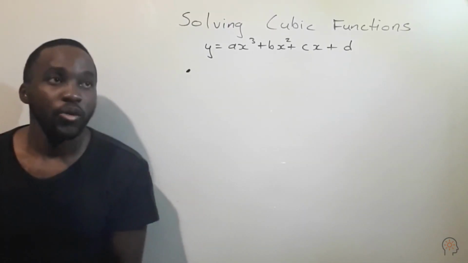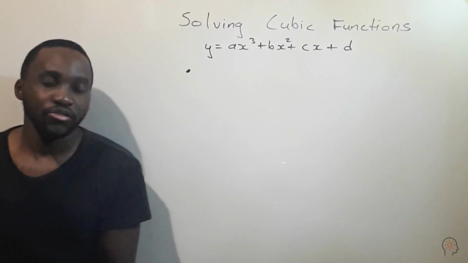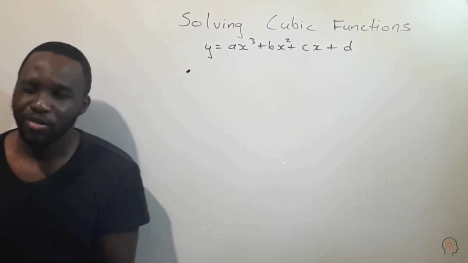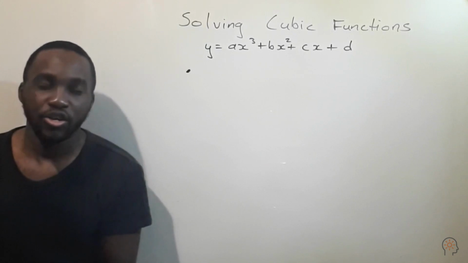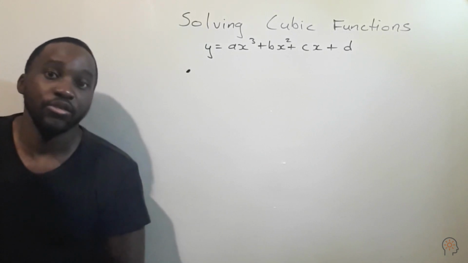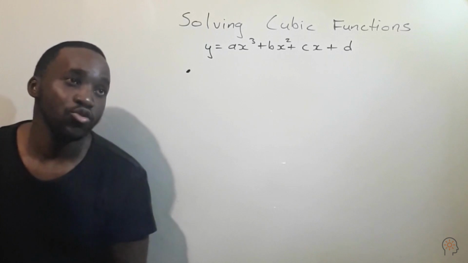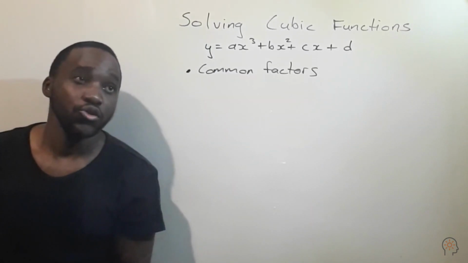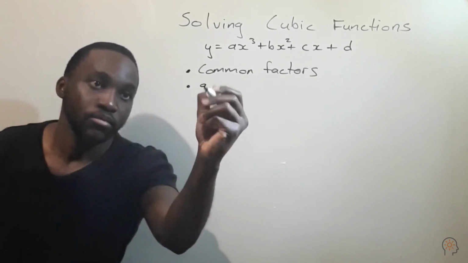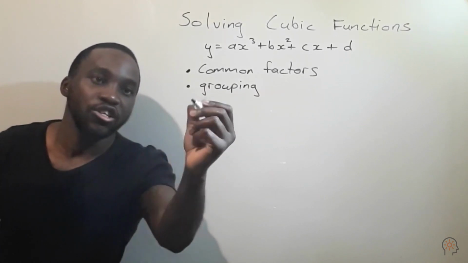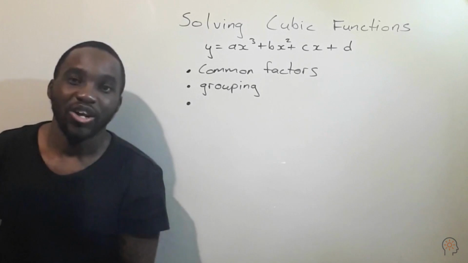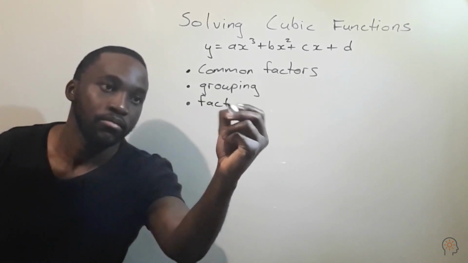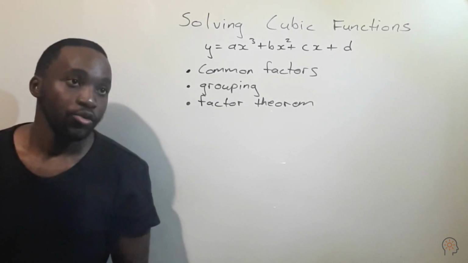Firstly, when you're solving cubic functions, you will generally have three methods for grade 12 that you will normally use. The first one is common factors, where you look for common factors. Another method you could use is grouping. And lastly, you could use what we call the factor theorem. We're going to work on all three of these.